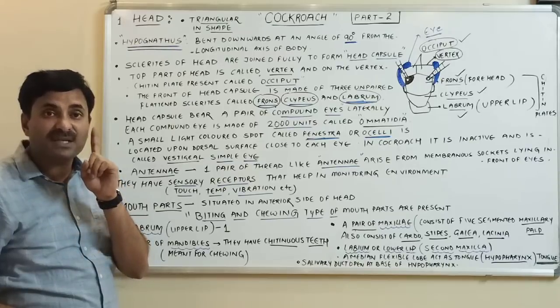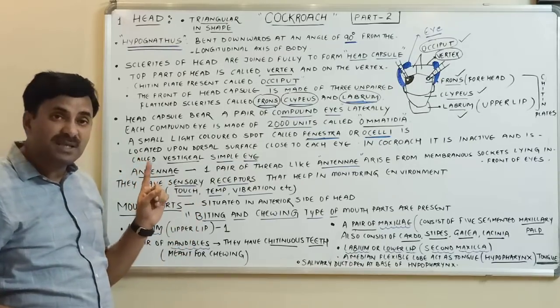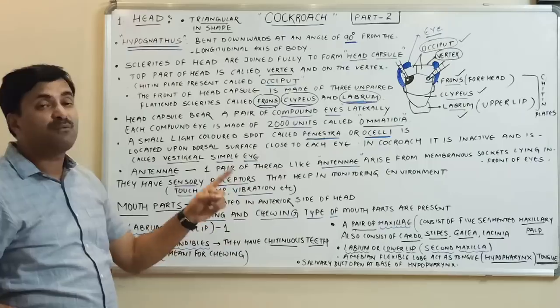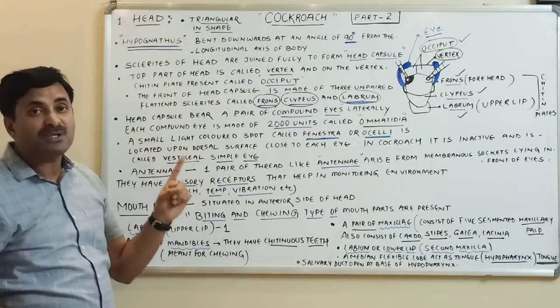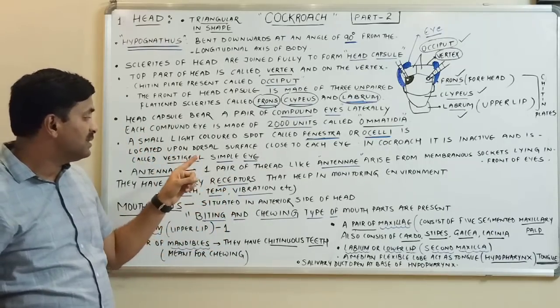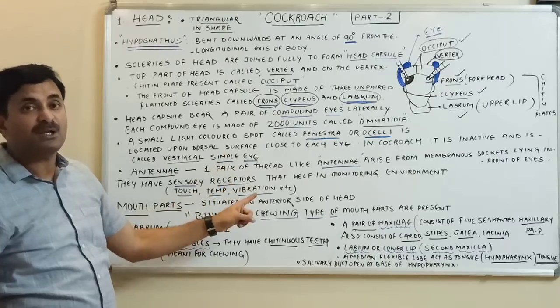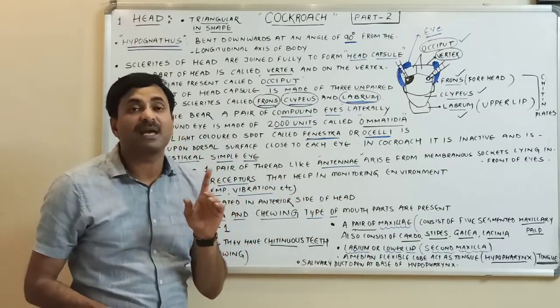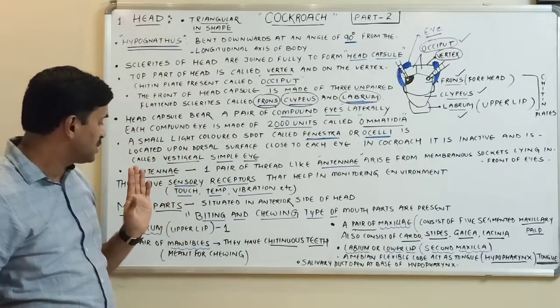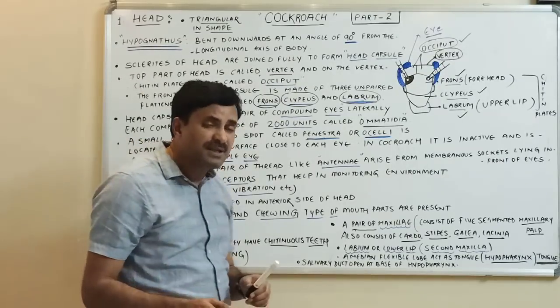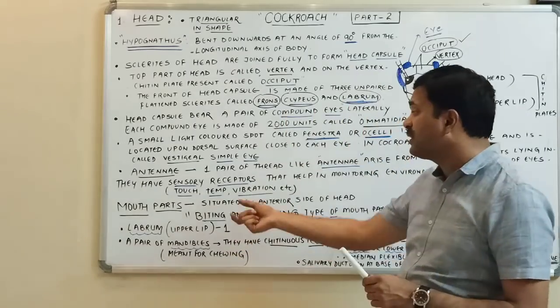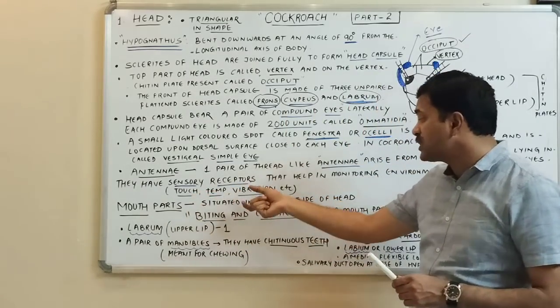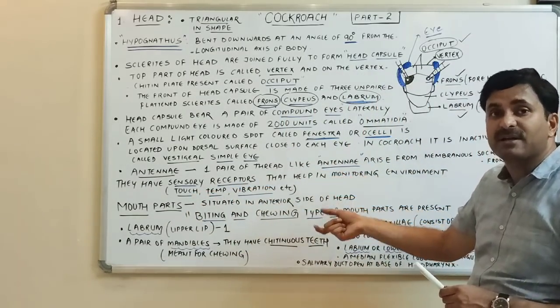These antennae have sensory receptors, meaning they consist of receptors for touch, temperature, vibrations, etc. These sensory receptors present on the antennae are helpful in monitoring the environment. Not only this, the head also consists of the mouth parts, situated on the anterior side of the head.